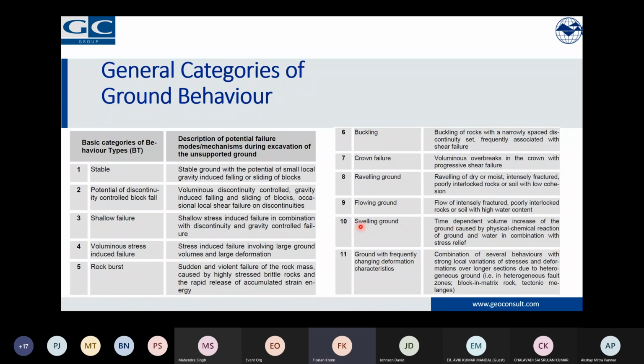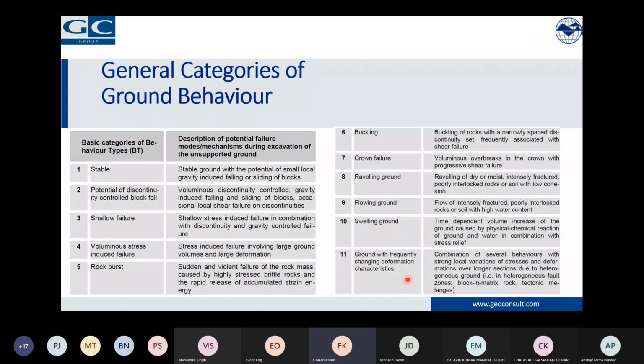Then, interestingly, this is coming up again. Terzaghi already had it, the swelling ground, and it basically describes the time-dependent volume increase by physical chemical reactions, usually in combination with water and stress relief. So that means that would be the swelling rocks like gypsum and other things, which can create over long periods of time a steady increase in the support loading.